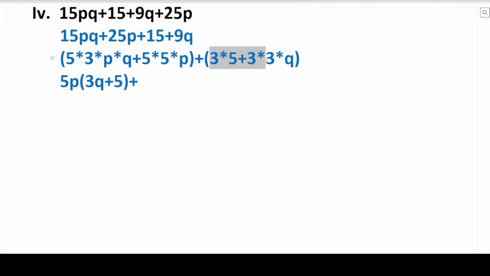In the second group, what are the common factors here? Only 3 is repeated. Just take 3 out from here. 3 into 5 plus 3q. So our 5 plus 3q, both are the same. So we have to take the 3q plus 5 common factor out from here. Then what are the leftover terms? 5p plus 3. The final answer is 3q plus 5 into 5p plus 3.